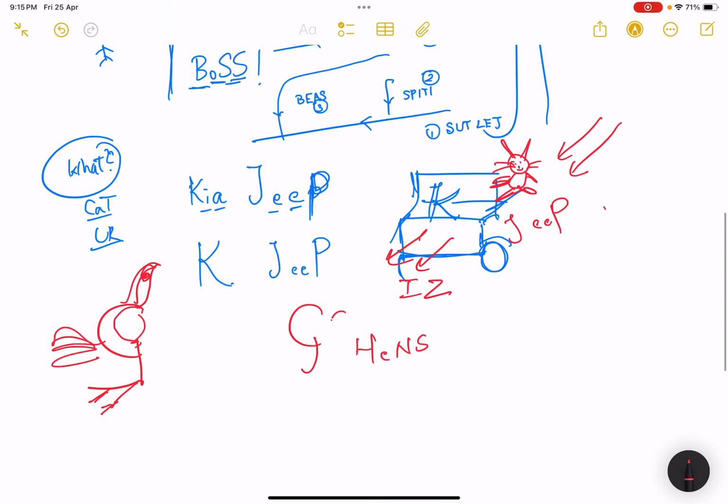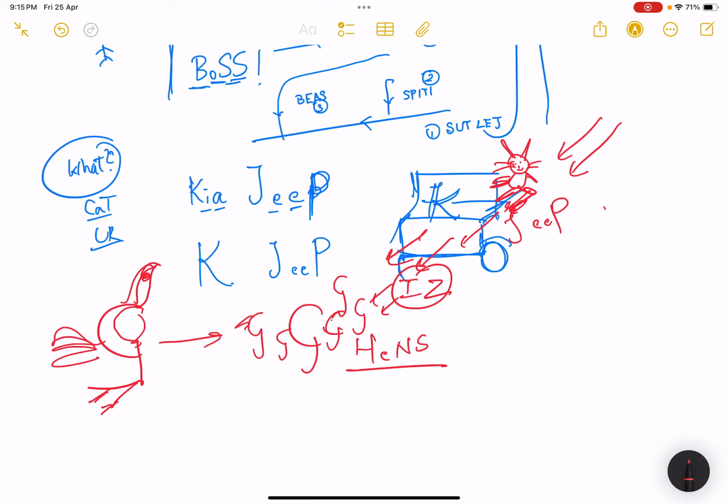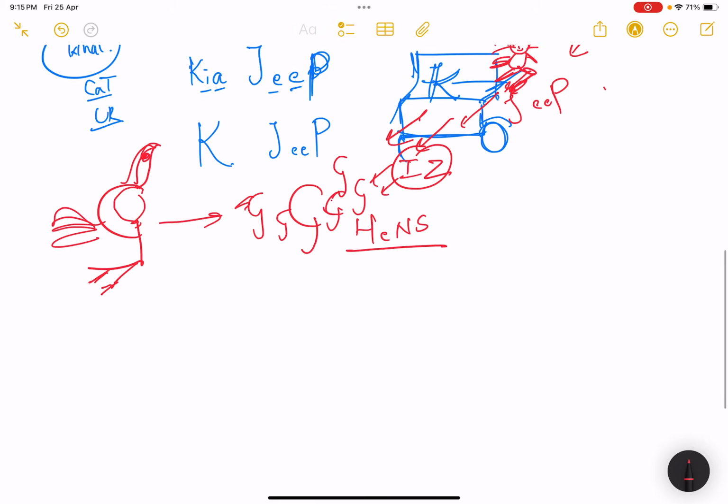So I think now I've given you kind of an idea. Too many hens standing here. So the cat has started the jeep, and the jeep is going to hit the hens. Fine. So that's the idea. Many hens are here. So now let's try with these words one more time.